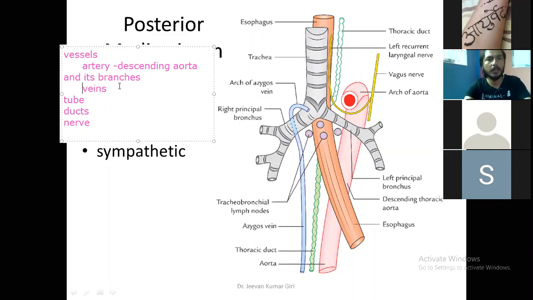So in veins also you will see some veins. You will see the azygous vein. Azygous vein you will see. Hemizygous vein you will see.